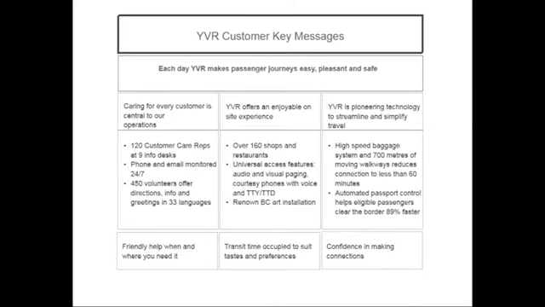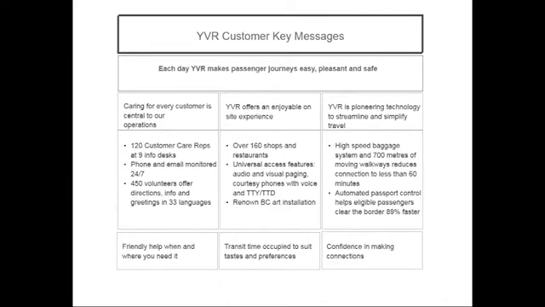You can see in the proof points below, there's lots of numbers. Numbers are very convincing. Proof points, statistics, and facts do help people believe what you have to say to them. So in the first message there, caring for every customer: 120 customer care reps at 9 information desks, 450 volunteers for directions, information, and greetings in 33 languages. That's very convincing that they can care for you. The benefit is friendly help when and where you need it. That's the structure of key messaging.